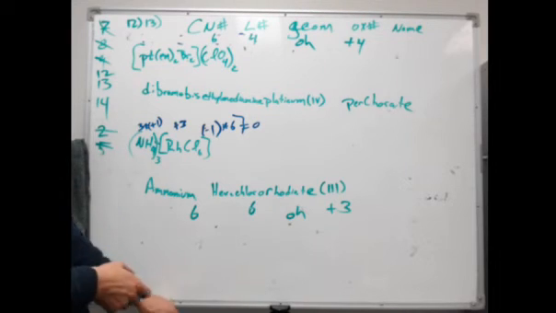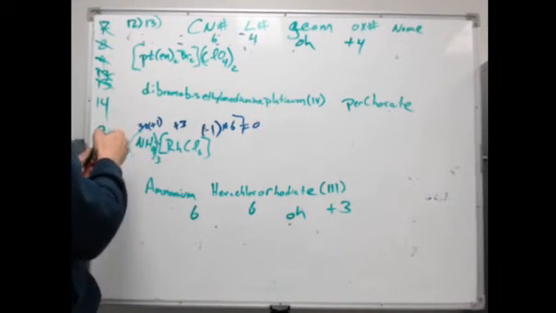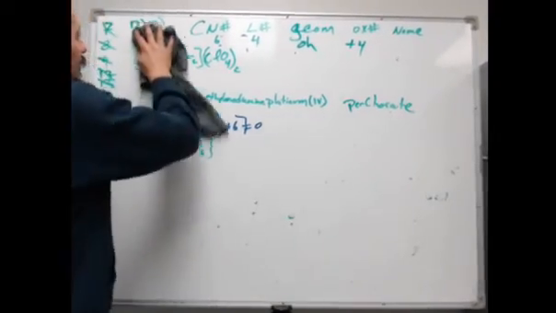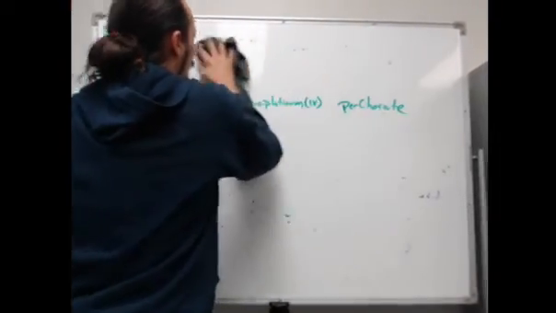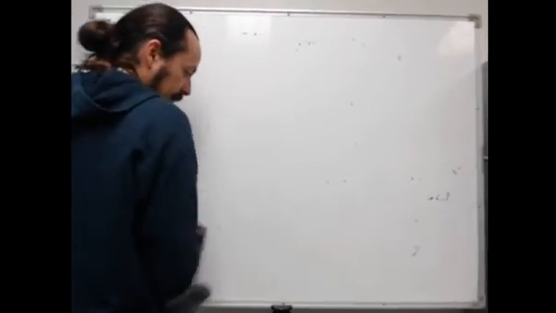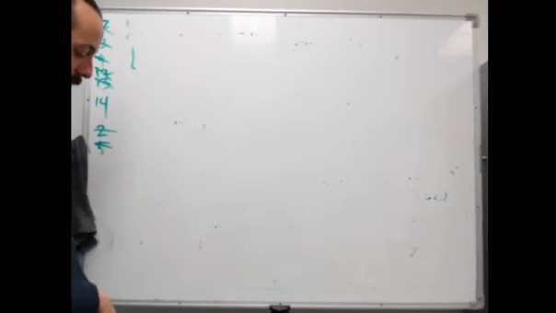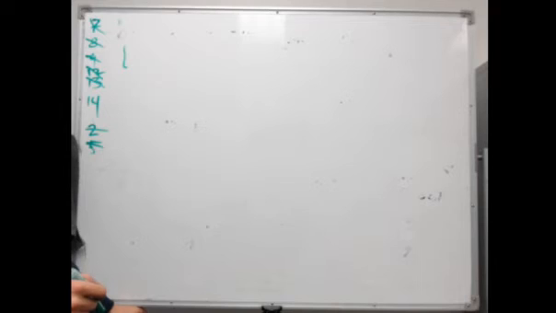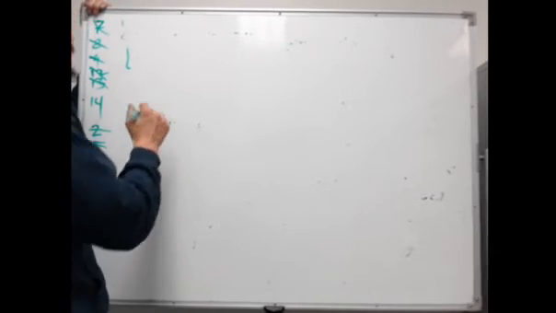On to number 14. What does number 14 ask us to do? Write the formula of each following coordination compound. Oh, so this is just the backwards of what we just did, right? Is there a good one there we should do? You can just read a name and I'll do it as you read it.